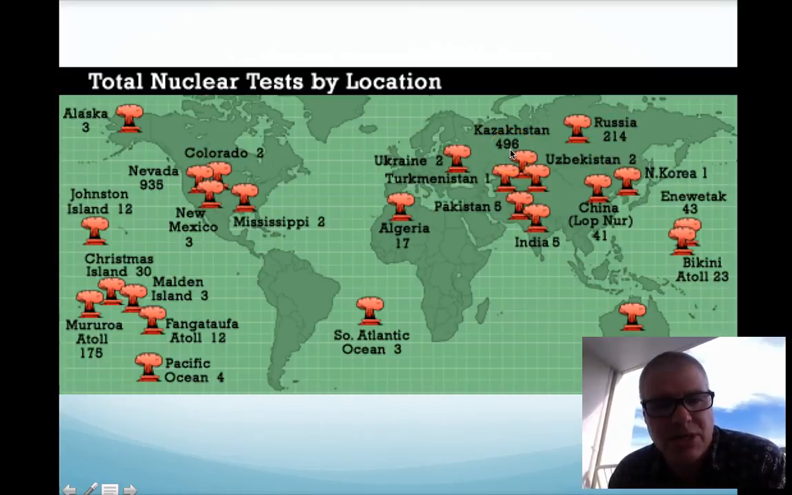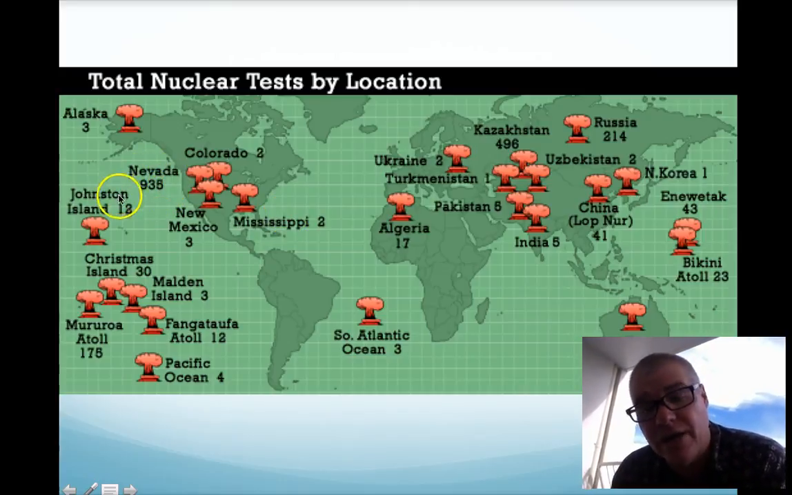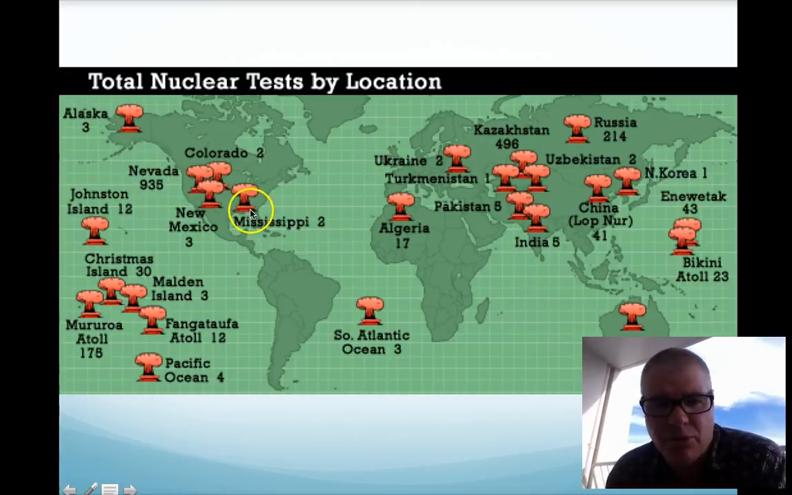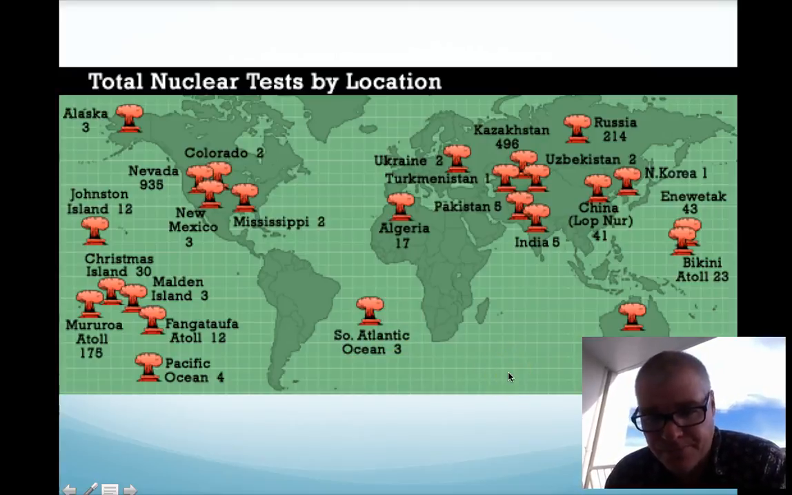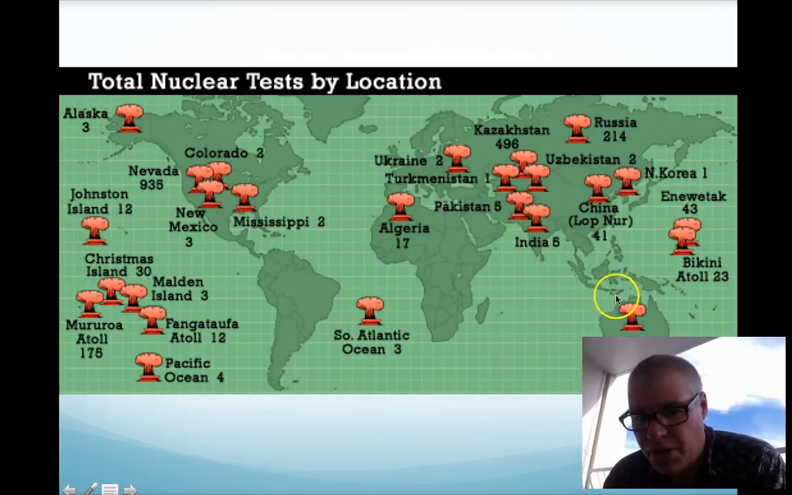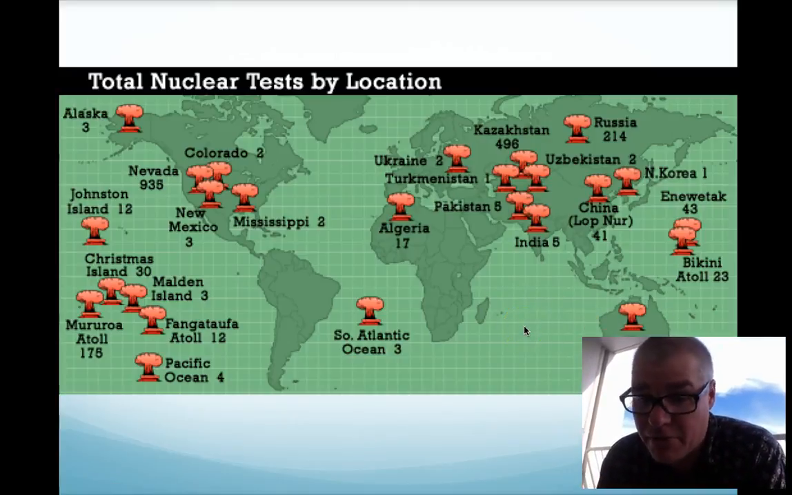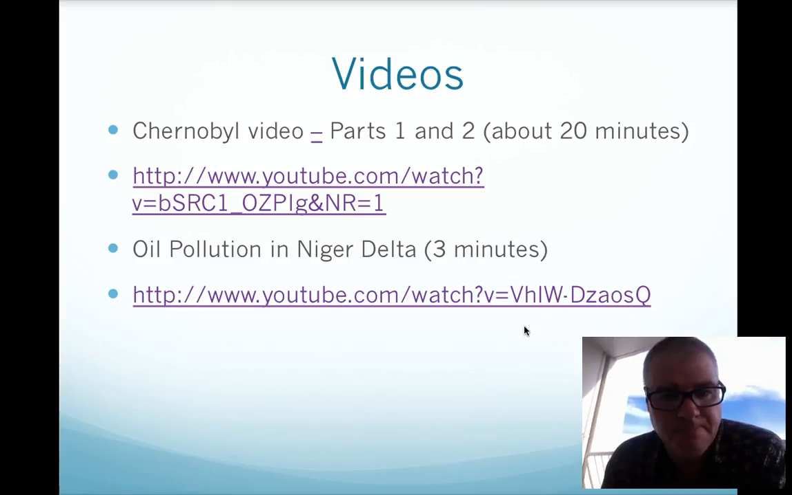But you can see the place that actually the most nuclear weapons have been exploded is Nevada, with 935 nuclear weapons exploded there. They've been exploded in Alaska. Believe it or not, Mississippi, Colorado, other places like that have also had them too. Ukraine, a couple, etc. Australia, 12. So you have had these nuclear explosions all over the place that leave quite a bit of contamination that lasts for many, many years. Okay, so these are some of the videos that get into that.